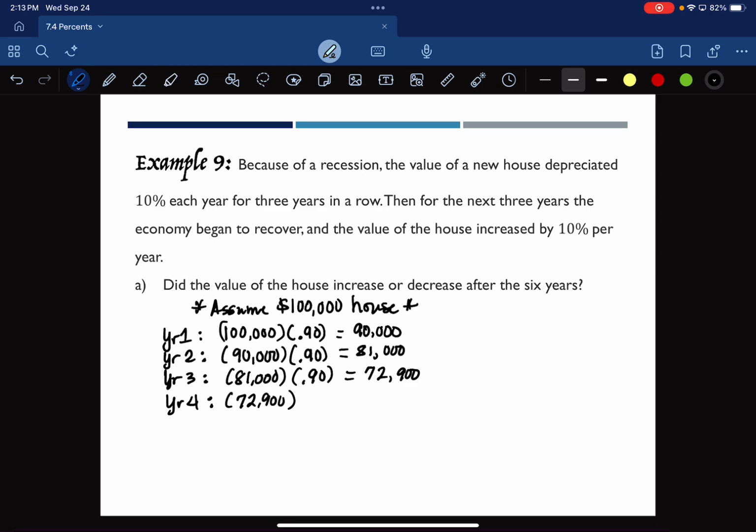Before, I used 0.90 because it went down 10%. What do you think I'm going to multiply by to represent that it's going up 10%? Keep thinking. Yep, Bailey's right. It's going to be 1.10.